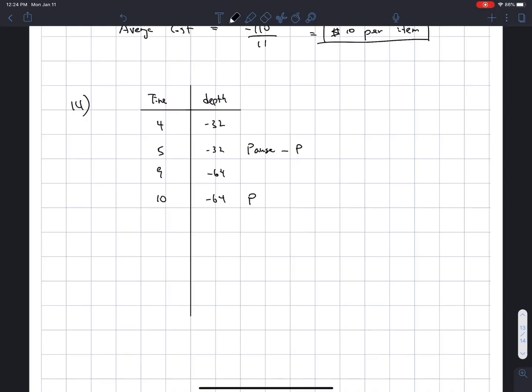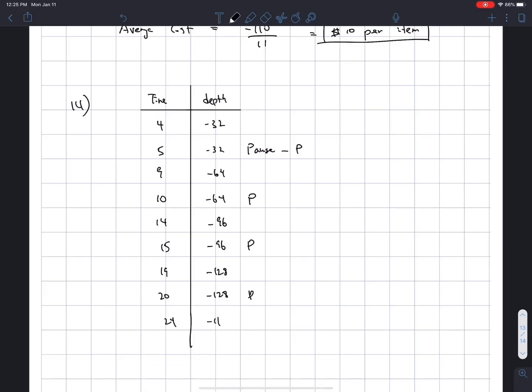And then another 4 minutes. She's going to go down another negative 32. So I just add 32 to get 96. And then at the 15th minute, she's going to pause again. Again, 4 minutes. Add another 32, or minus another 32. And then she's going to pause again. And finally, at the 24 minutes, she's going to reach the ocean floor. So just need to add 32 more.